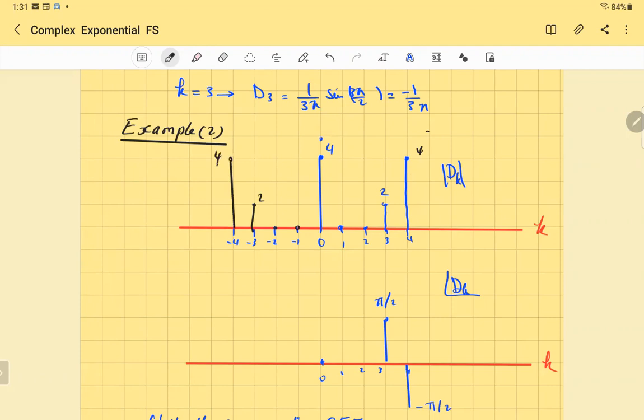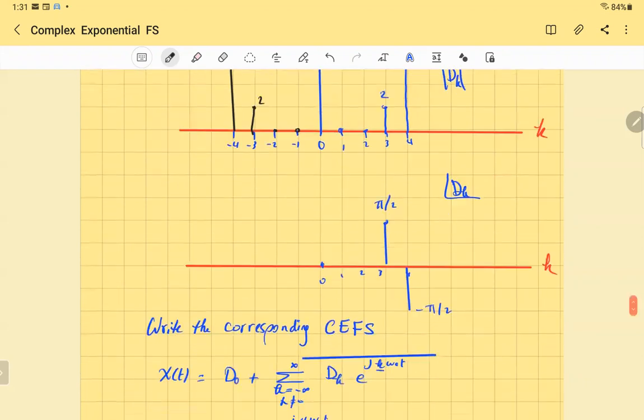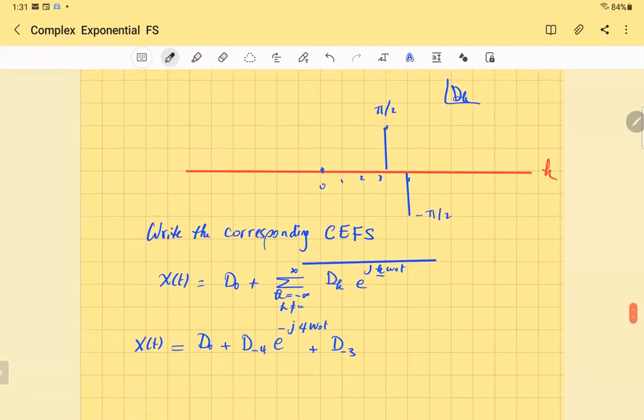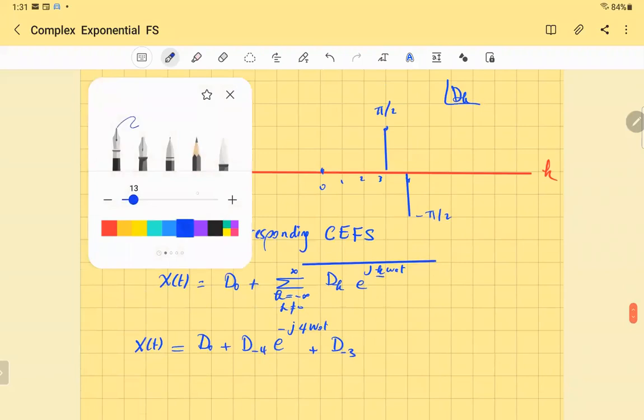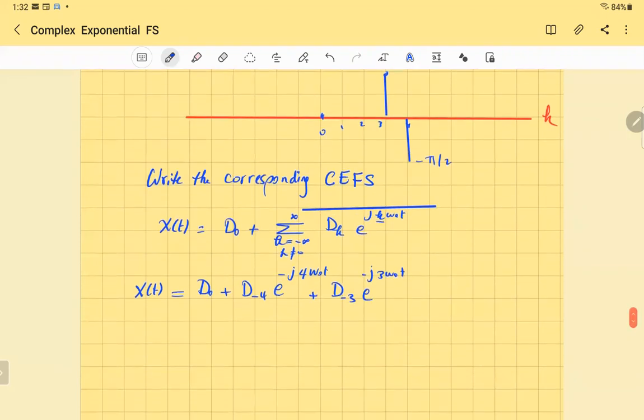So when the amplitude is 0, I'm not going to include it. Actually I have only minus 4, minus 3, and 0. Minus 3 you write as e power j, with k equal to minus 3, so minus 3 omega naught t. The same thing. I have d naught here; if you wish, I can put it there, but I like to spell it like that.